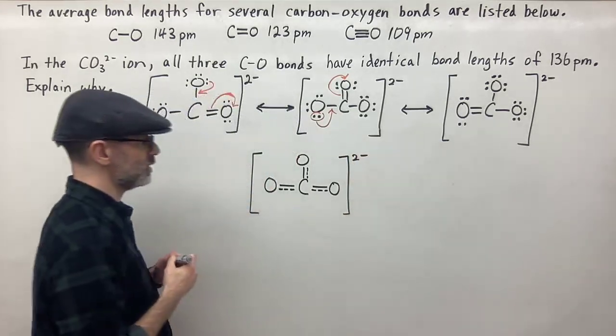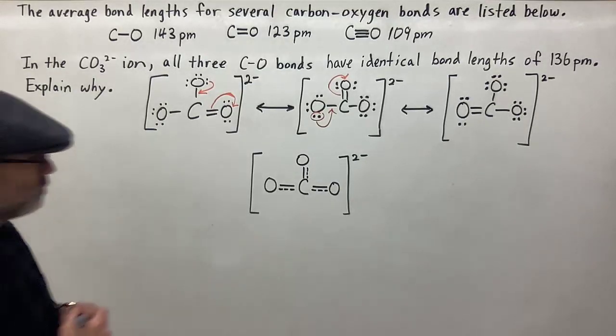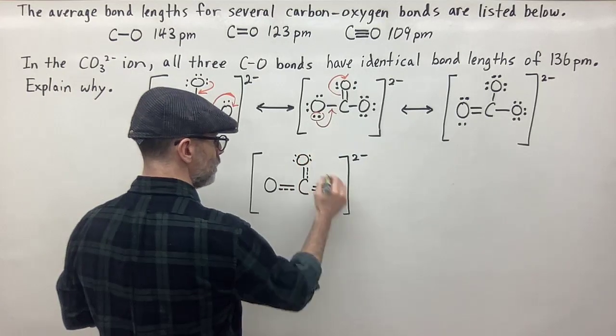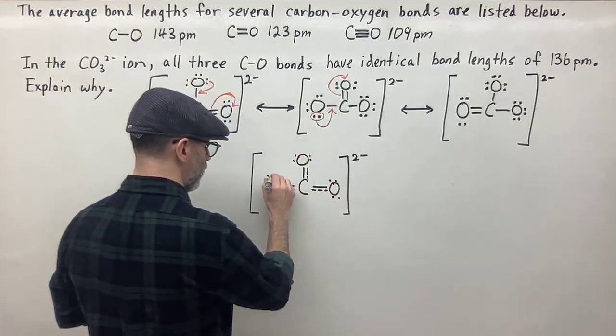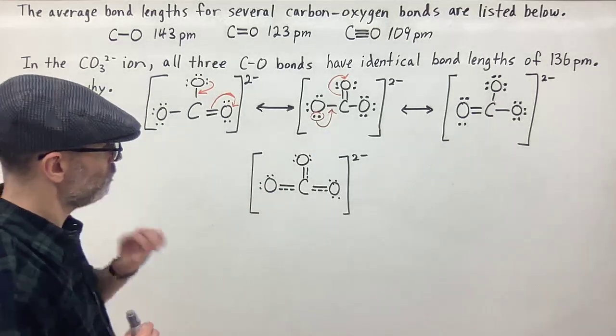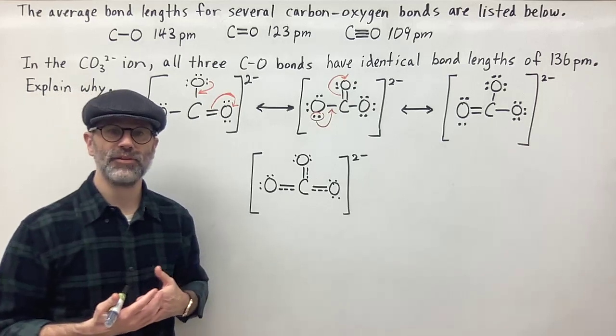2 minus, okay? And we can put lone pairs on here, like so. Now, how do we determine what the bond length is going to be?